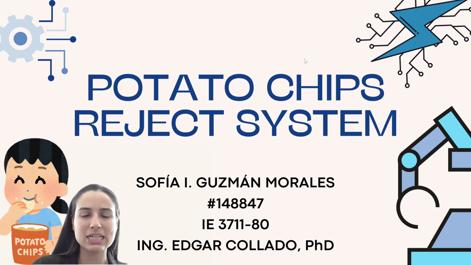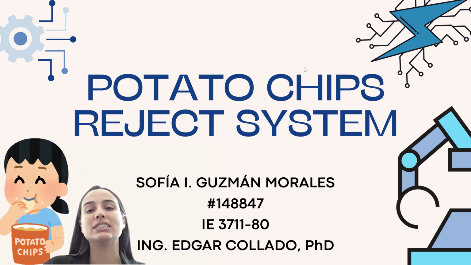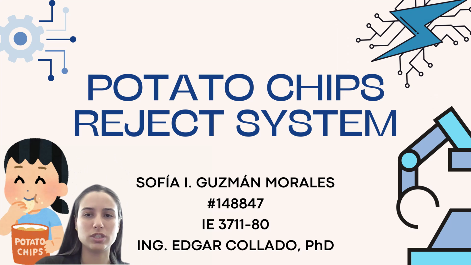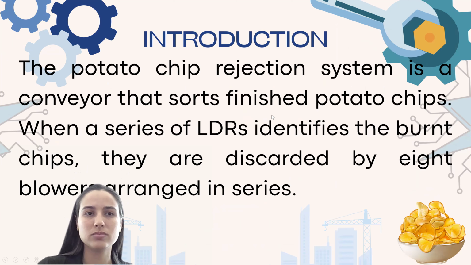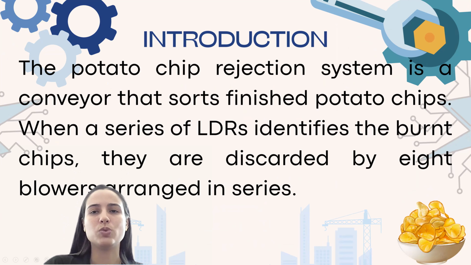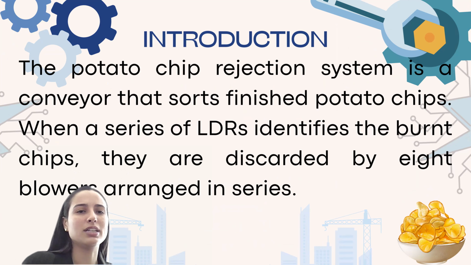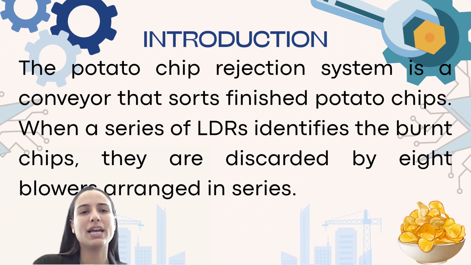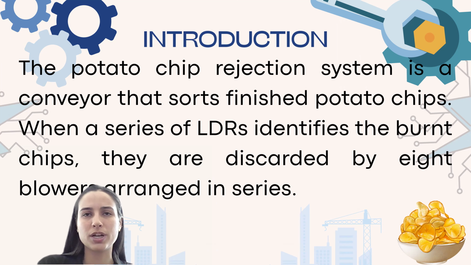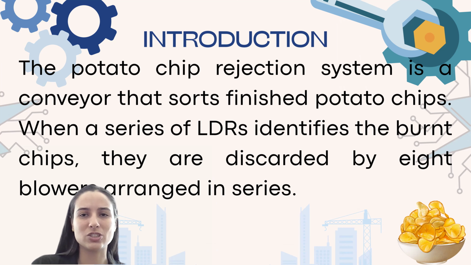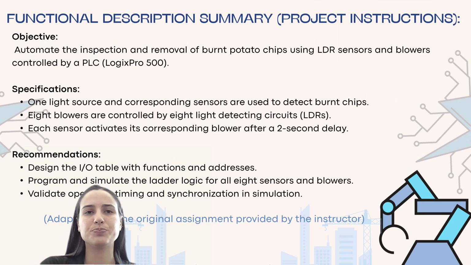I'll be presenting my last process automation final project for the course. My project is the potato chips rejection system, which is a conveyor that sorts finished potato chips when a series of LDRs, which are light-dependent resistors, identify the burnt chips. They are discarded by 8 blowers arranged in series.